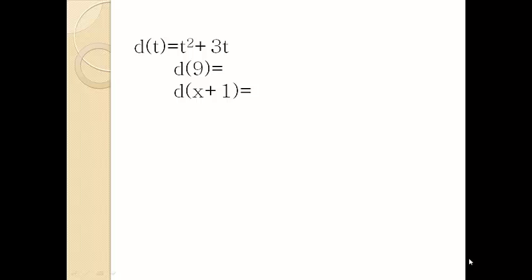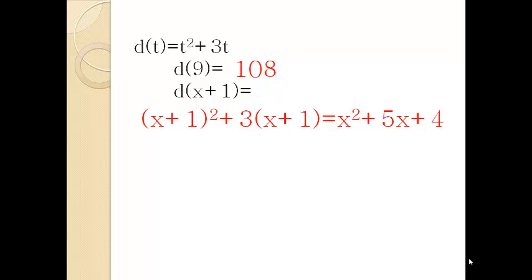Okay, I'm going to give you the answers. If you don't have the answers yet, press pause until you're ready to see them. For the first one, you get 108. For the second one, plug in the x plus 1s, FOIL it, distribute the 3, combine like terms.